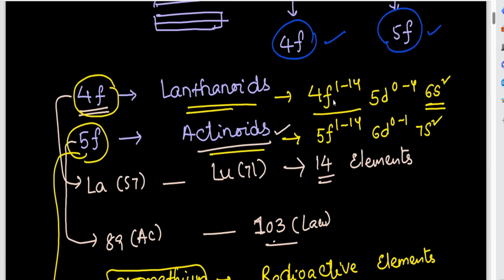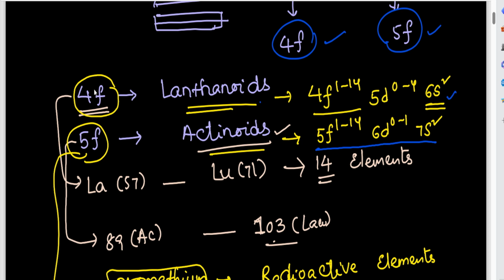4F series elements are generally called lanthanoids and the general electronic configuration is 4f1 to 14, 5d0 to 4 and 6s2. Whereas the 5F series elements are called actinoids and the general electronic configuration is 5f1 to 14, 6d0 to 1 and 7s2.